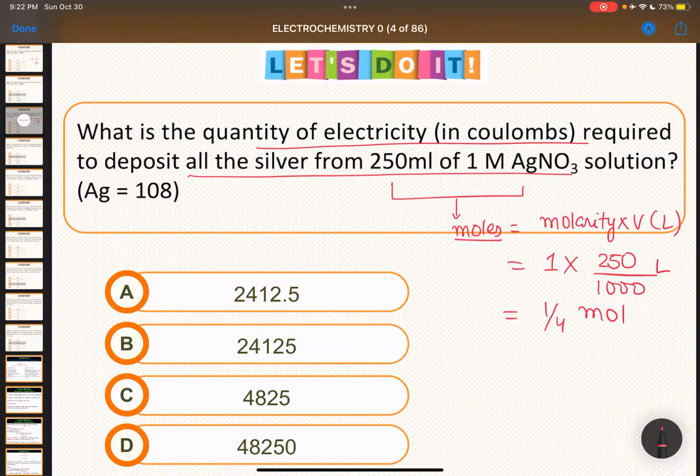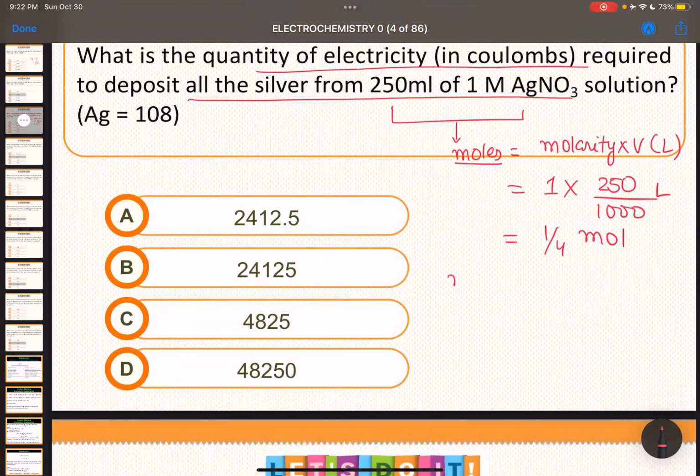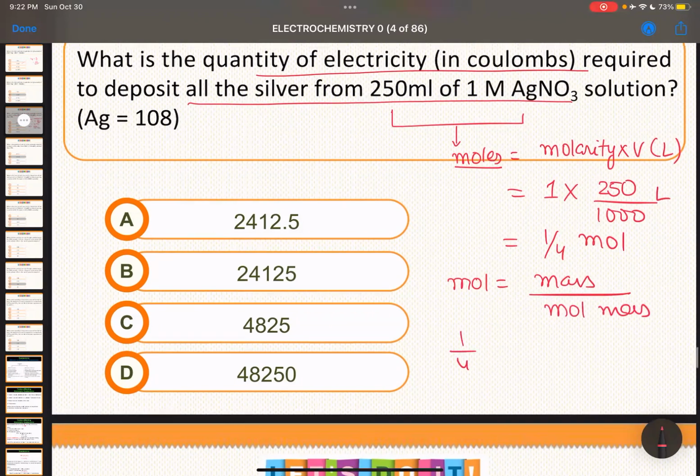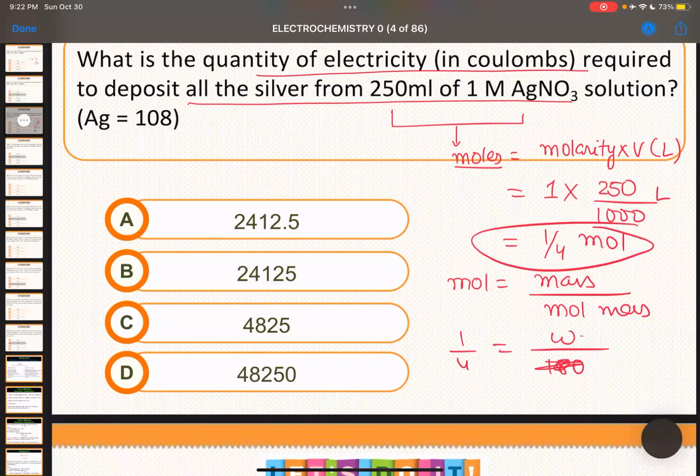And what's the mass of the silver? Mole equals given mass by molar mass. So mole is 1/4 that we derived. Mass, actually W. Molar mass is 108. W equals 108 upon 4. That is the mass of the silver which needs to be deposited. So 108 by 4 is W.